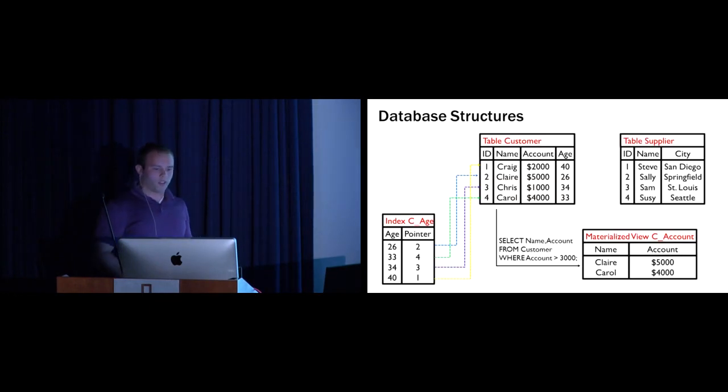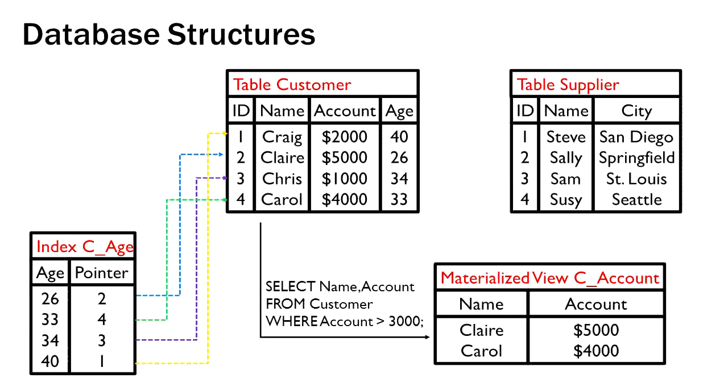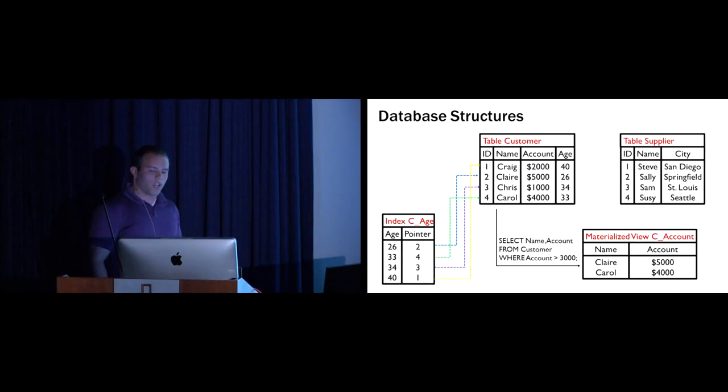I mentioned one of the challenges of database forensics is that records aren't going to have the same structure across the entire file. For example, take table customer and table supplier. They each have different attributes, and they store different data types for each attribute. This gets even more complex when you consider other database structures, such as indexes or materialized views, where an index is used to speed up query access, and they store value pointer pairs, and a materialized view stores a pre-computed query result. On this slide, I have a materialized view that stores name and account balance for all account balances from table customer greater than 3,000.